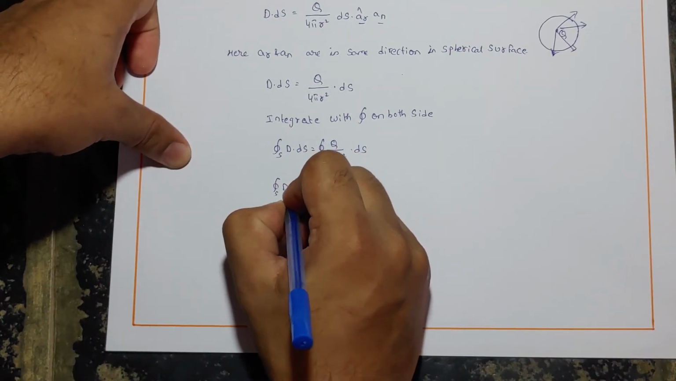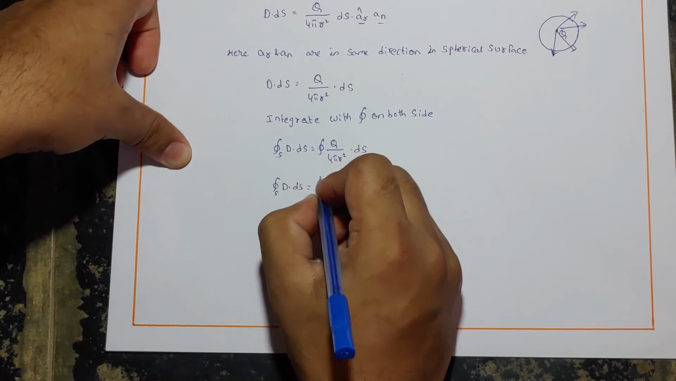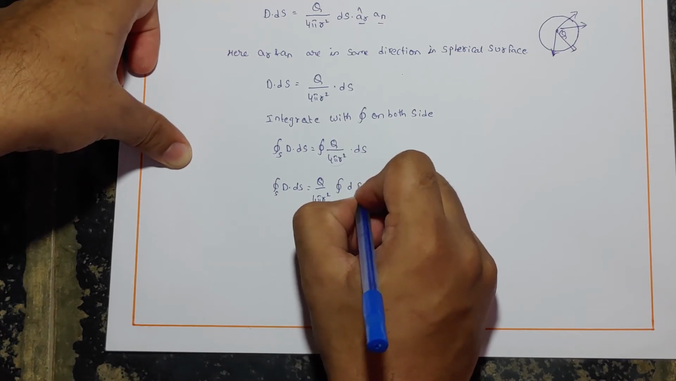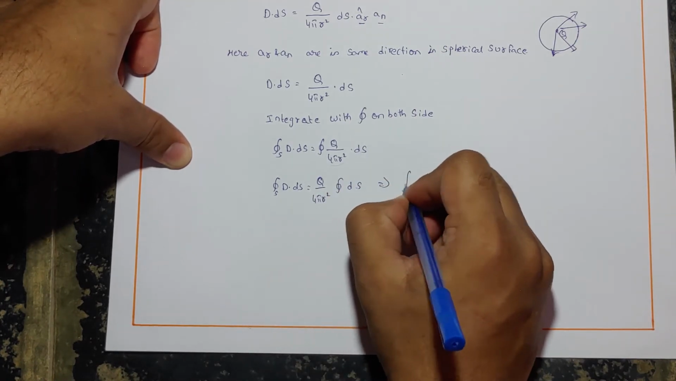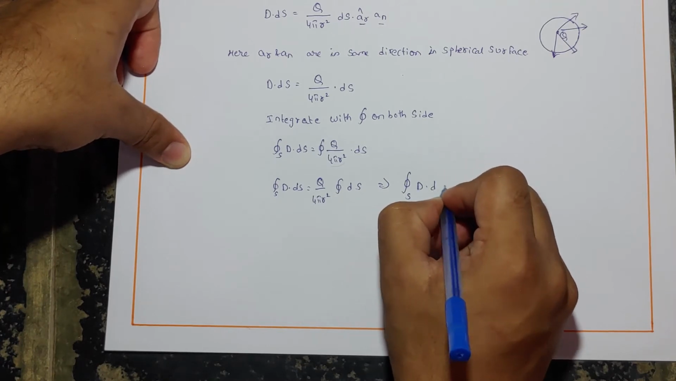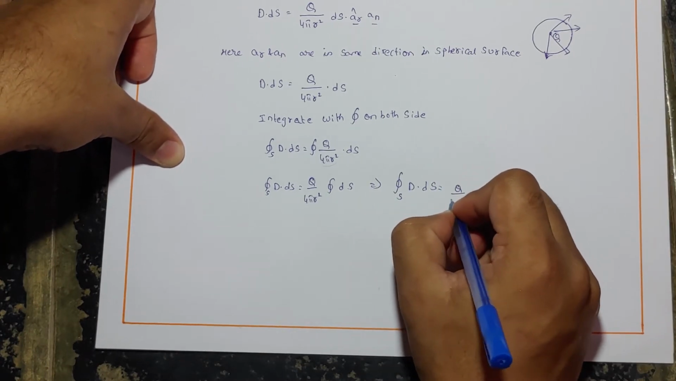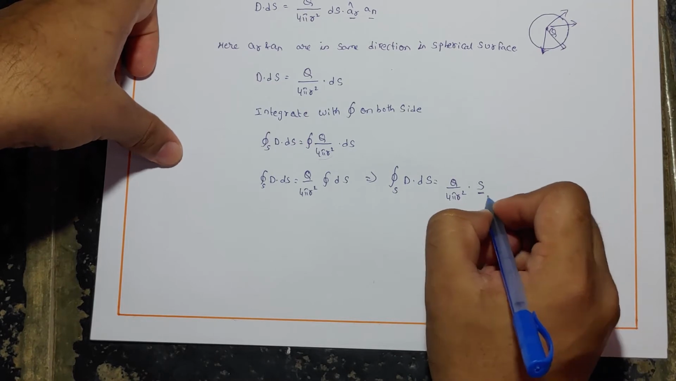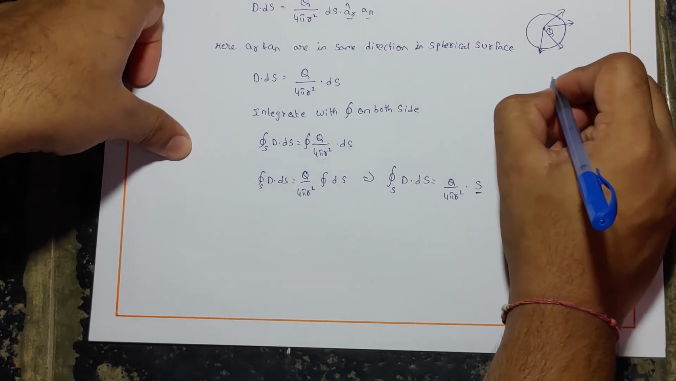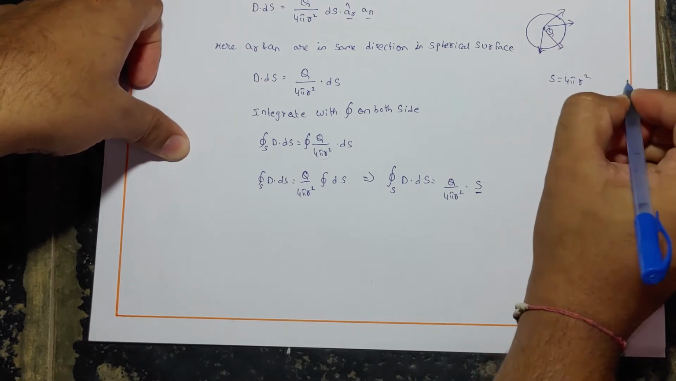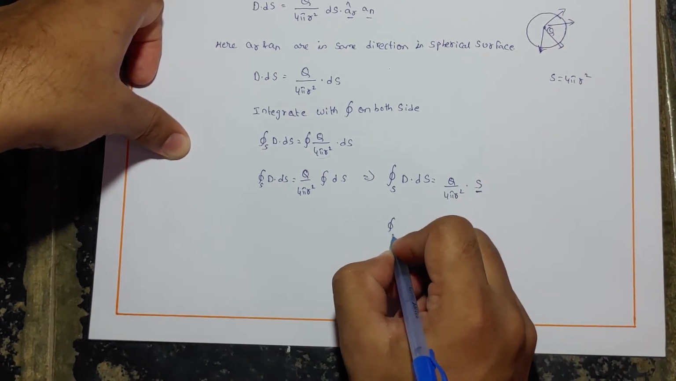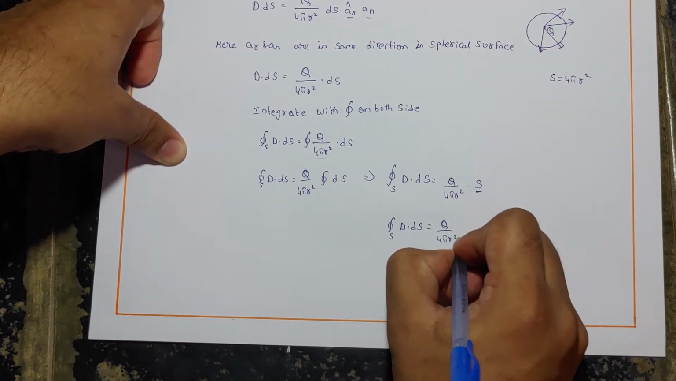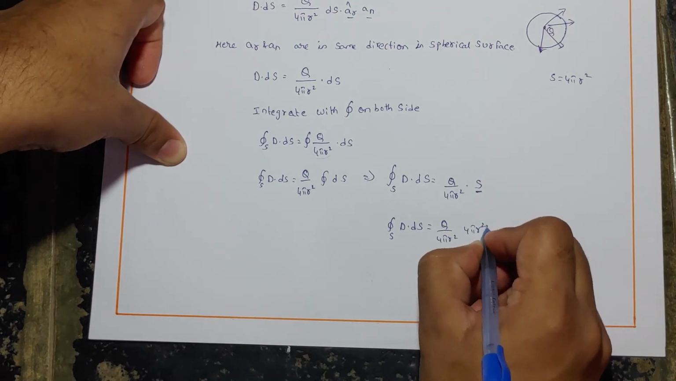Closed surface integral of D dot dS is equal to, as these all are constants, Q by 4 pi r square times closed integral of dS, which is Q by 4 pi r square times S. Here S is the area of the sphere. We know that area of sphere is equal to 4 pi r square. Let us substitute, that is surface integral of D dot dS is equal to Q by 4 pi r square and S is equal to 4 pi r square, which is cancelled.